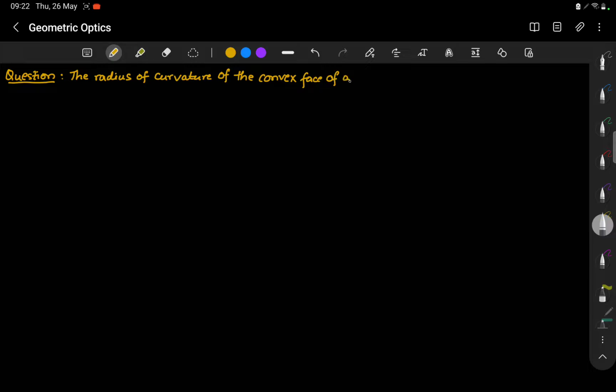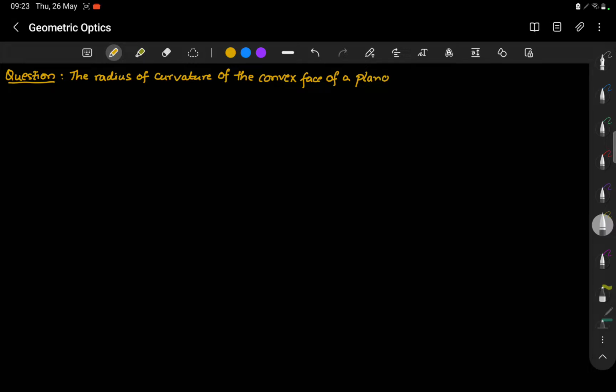This is a question on combination of a lens and a mirror. So the question is as follows. The radius of curvature of the convex face of a plano-convex lens. We have a plano-convex lens in this question.